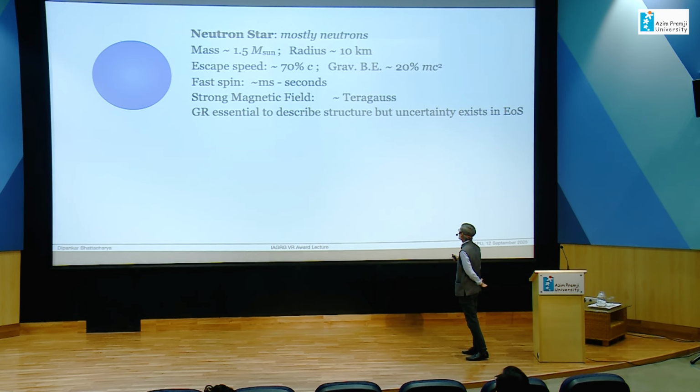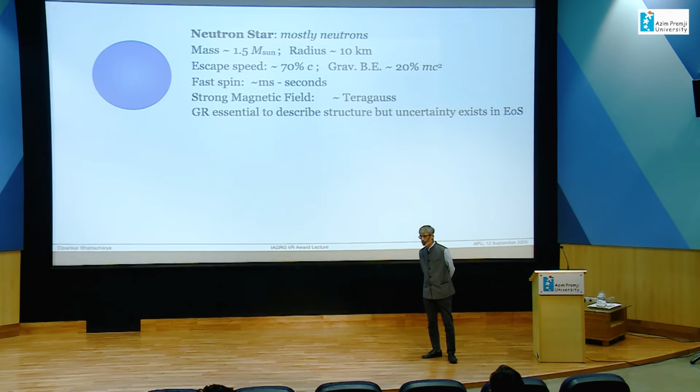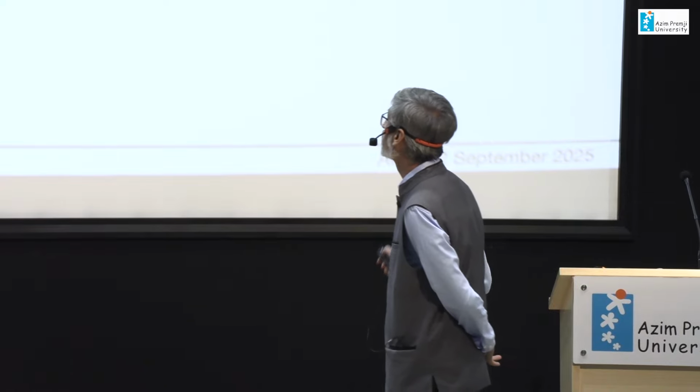So the gravitational binding energy is about 20% of the rest energy of these objects. And it is these parameters which classify it as an extreme relativistic object.